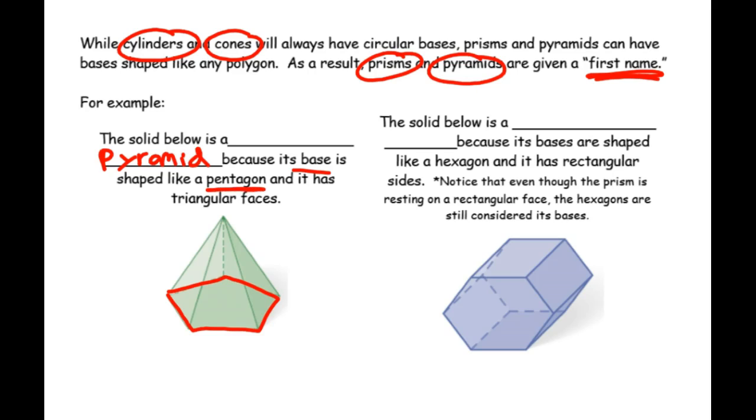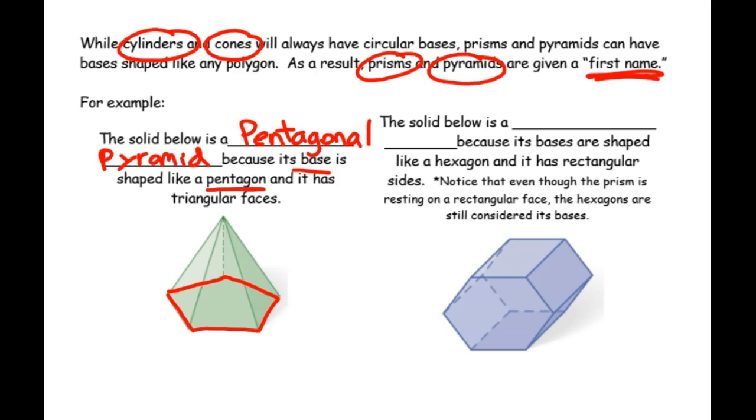So we need the adjectival form of pentagon. Pentagonal. We'll go with pentagonal. Pentagonal pyramid. Try to say that 3 times fast. Alright, well anyways. Pentagonal pyramid.